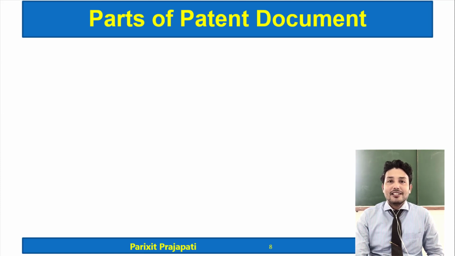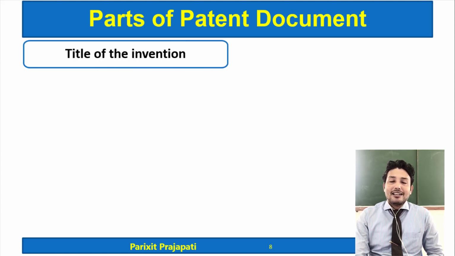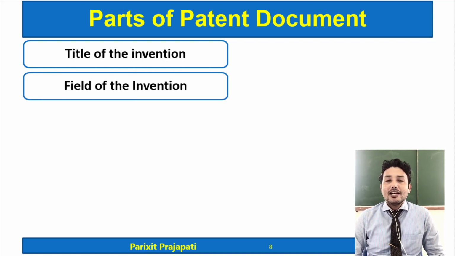So, we will see one by one what the other parts are. Title of the invention. The title of the invention is there on the first page as well as in the patent document. This title gives information about what the invention is. The title should be brief. It should not create confusion. It should be clear. Then field of the invention. What does the field of the invention mean? Technical field, in which technical area the invention falls, that is the field of invention.